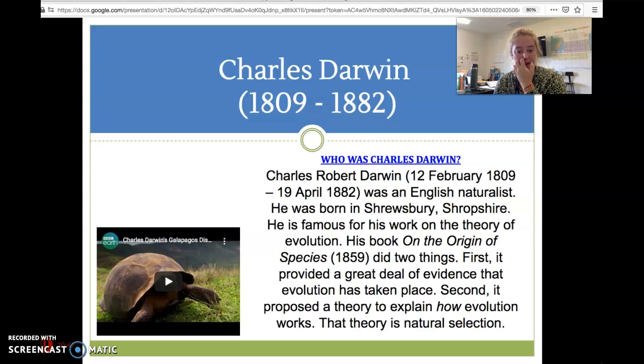Second, it also proposed a theory as to how evolution works. So not only did he provide evidence to support that evolution was happening, he gave a theory for why or how it happened. This theory is what we know of today as natural selection.